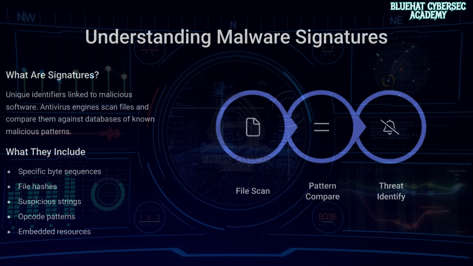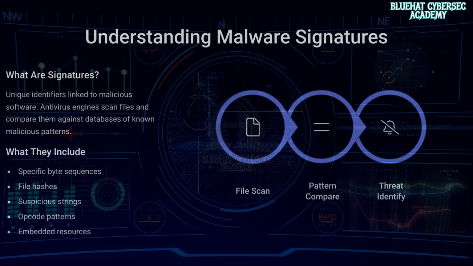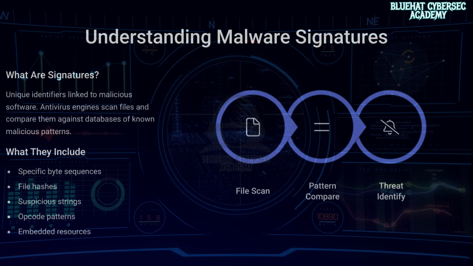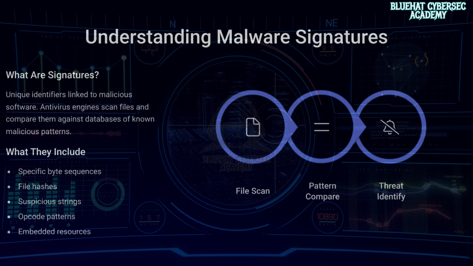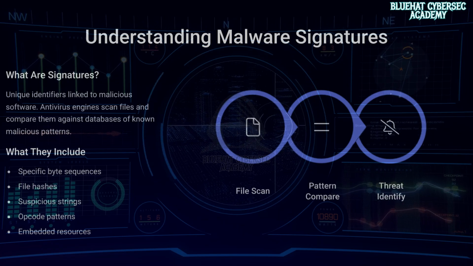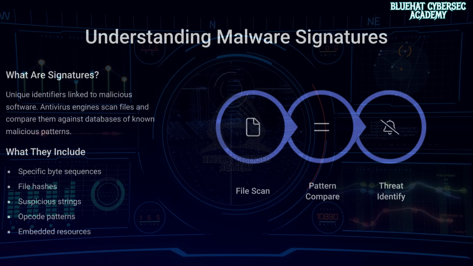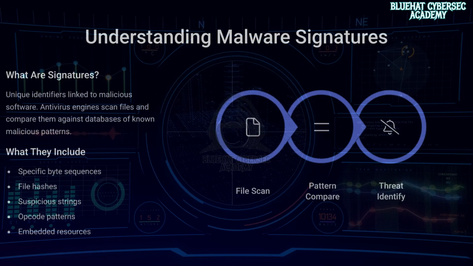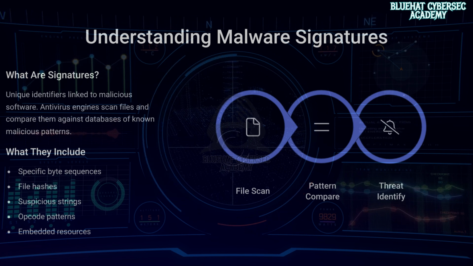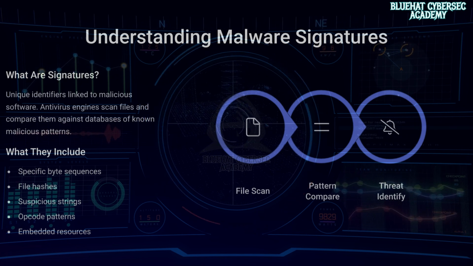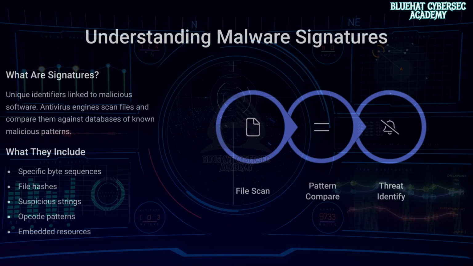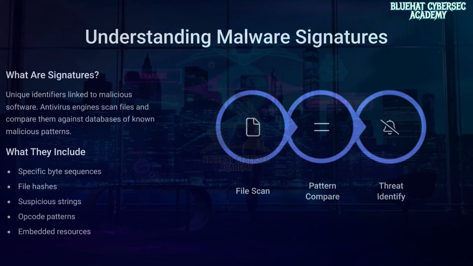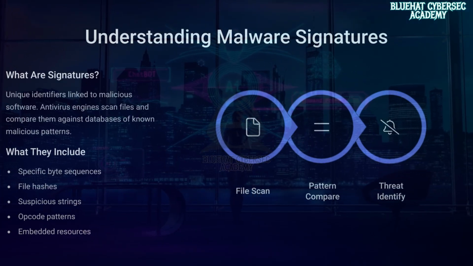To understand evasion, you first need to understand what malware signatures actually are. A malware signature is essentially a unique identifier linked to malicious software. Antivirus engines scan files and compare them against databases containing known malicious patterns. Those signatures can include things like specific byte sequences, file hashes, suspicious strings, opcode patterns, embedded resources, and even known malicious behaviors. Think of it like facial recognition, but for files. If a file resembles a known malicious sample closely enough, the antivirus flags it. And to be fair, this approach works extremely well against previously identified malware.